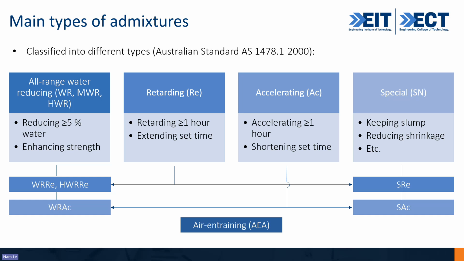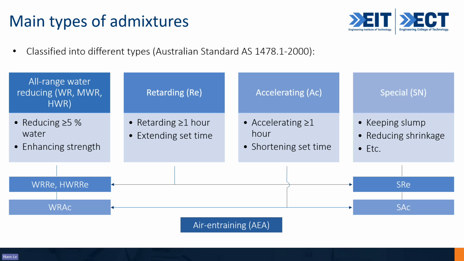And special admixtures, nowadays we have more and more types of special admixtures. One of them is to keep the slump of the concrete. For example, we want not only a longer set time, but also good workability. The slump is maintained for a longer time, and then we can use this type of admixture. We have other admixtures to reduce shrinkage. Some admixtures can help reduce the corrosion of steel bars, etc. Many types of admixtures, right?